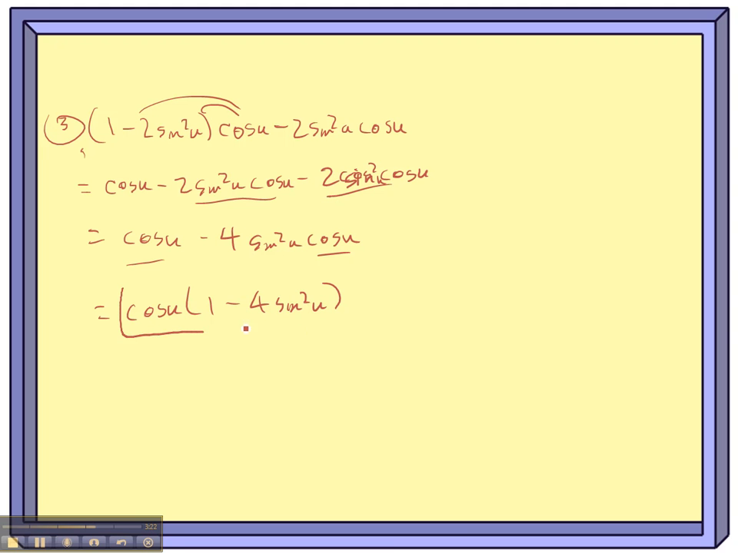There's the third possibility, and that just happens to also be the cleanest looking one for cosine 3u.